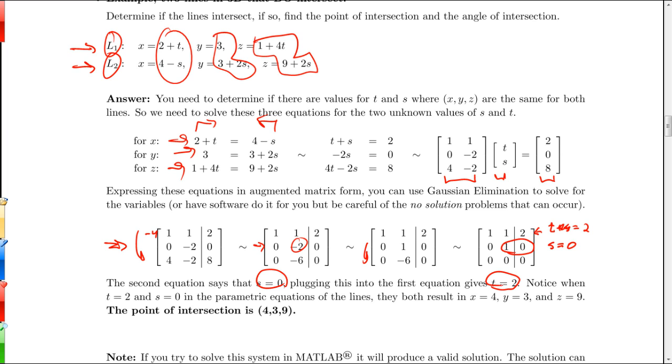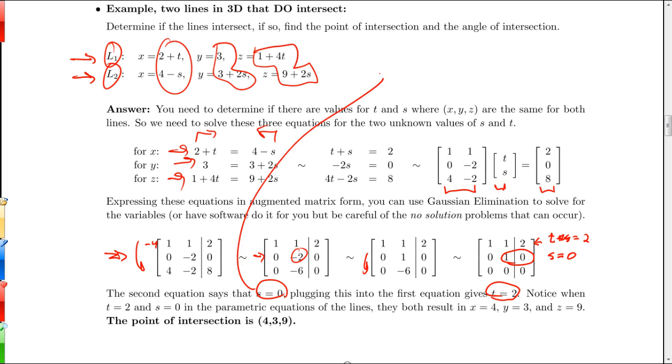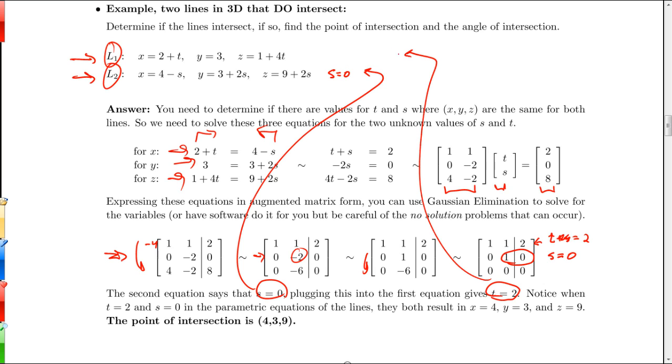And what that means is that if I go back up and set s equal to 0, or t equal to 2, notice what happens. We'll do line 2 first. When I plug in s equals 0, I get 4, 3, 9. Now when I plug in t equals 2 to the first line, I get 4, 3, 9. So the point of intersection is 4, 3, 9, found by plugging either of those into the original lines.